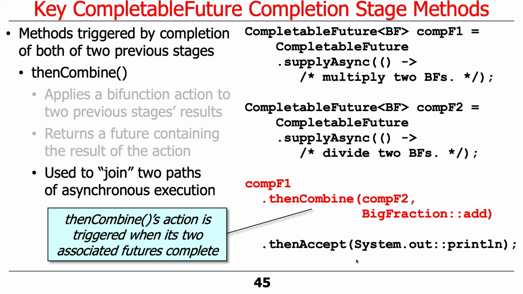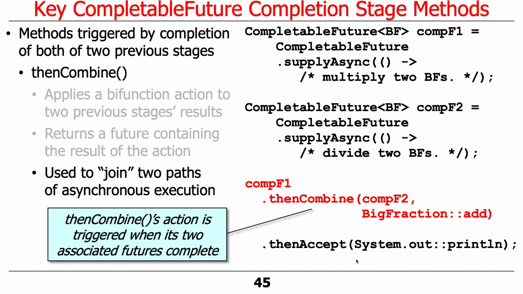Here's a real fun example that illustrates how you might use this. In this case, we have two completable futures, CompF1 and CompF2. As you can see, they do separate things. The first one will multiply two big fractions together. The second one will divide two big fractions.